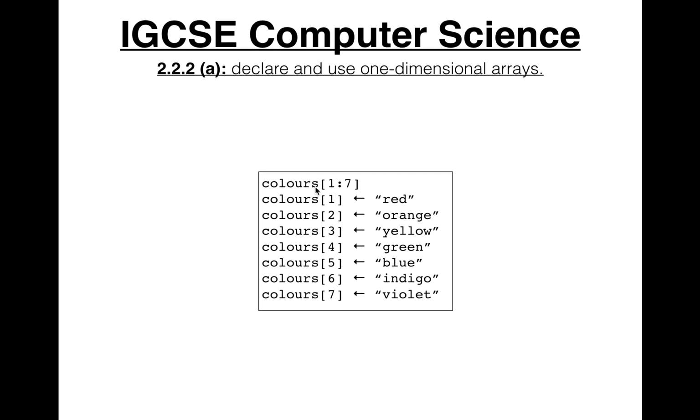In pseudocode, we declare the array with colors 1 to 7, and then you can give the values. You can input the values in the array by indexing each location, and then giving that location a value. So colors 1 would be red, colors 2 would be orange, and so on. Now this seems a bit, hang on a second, isn't there a more efficient way of doing this? Well, let's take a look at this in another programming language, and then we'll discuss this.